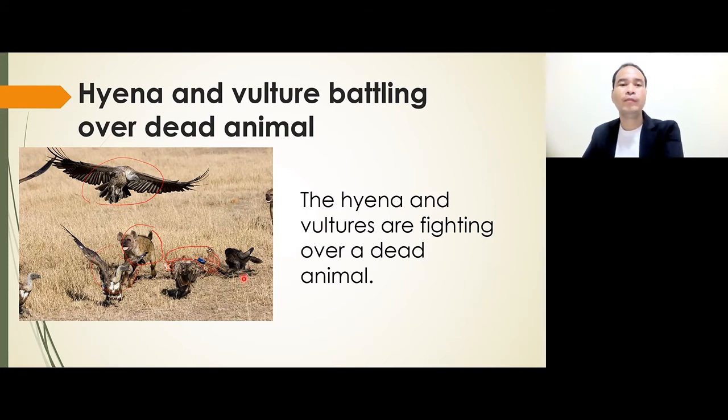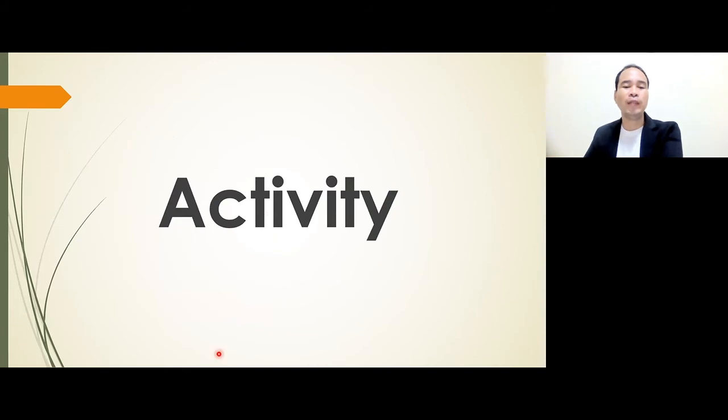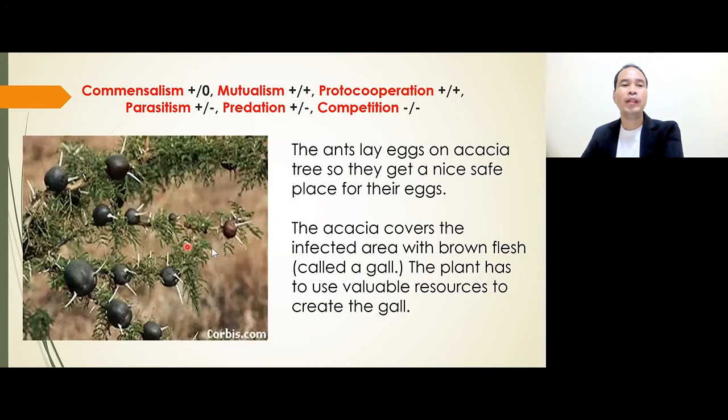Okay, so let's have a short activity. Let's try to check if you can still remember. I have here the code for easy recap, so you don't have to go back to the previous slides. Commensalism, mutualism, proto-cooperation, parasitism, predation, and lastly, your competition. Okay, so let's read examples here.